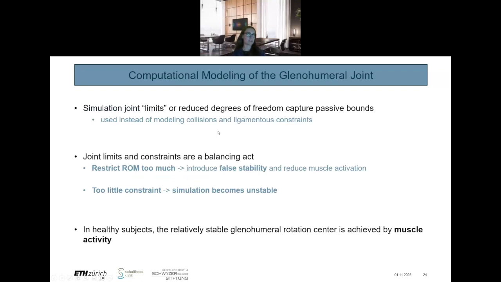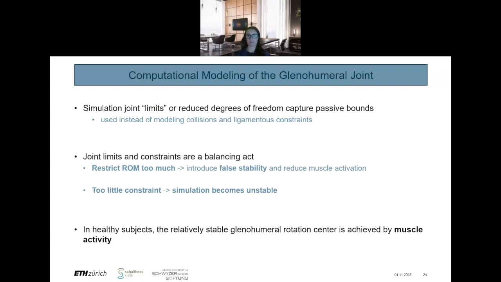In simulation, joints can have limits or reduced degrees of freedom. For example, you might model just rotations instead of rotations and translations to capture passive bounds. This is instead of modeling things like collisions and ligamentous constraints, because modeling all of those soft tissues is incredibly time intensive, both in creating the models and in running the simulations, and we have uncertainty in material properties. There will always be some uncertainty regardless of how detailed you make your soft tissue collision models. So the way we can simplify this is by using joint limits.